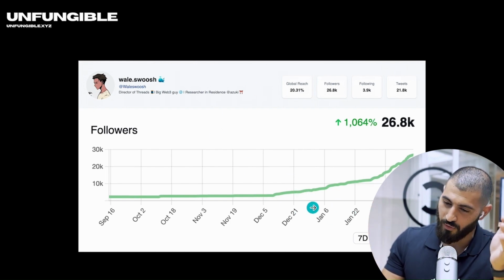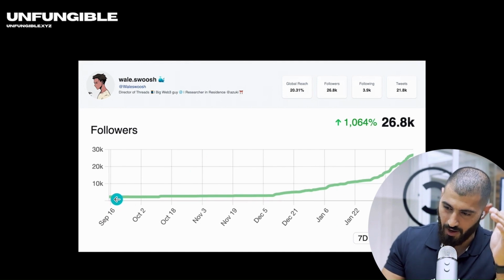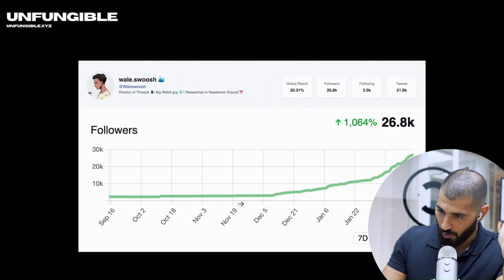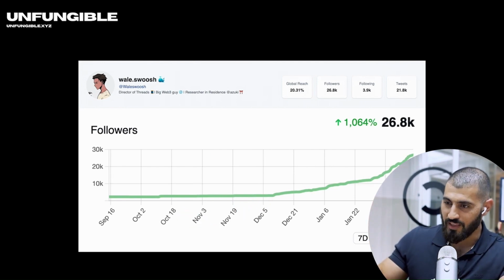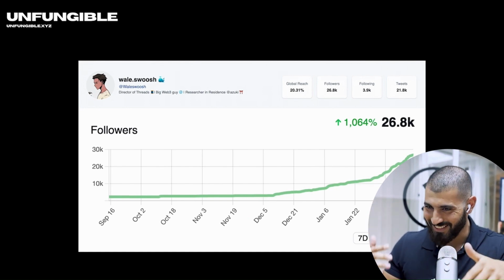The reason for that is that Whale Swoosh is a great case study because he has been active over the last 5-6 months in the NFT space, consistently showing up day in, day out. And his content hasn't changed. However, what happened to him is what I like to say: he got lucky, with the definition of luck being when opportunity meets preparation.